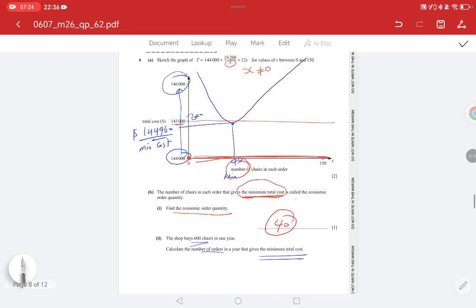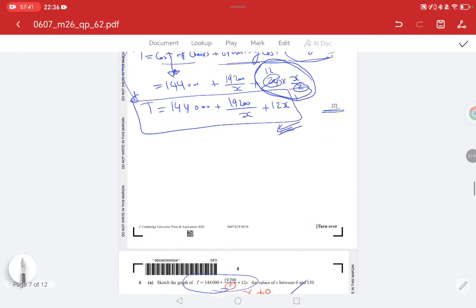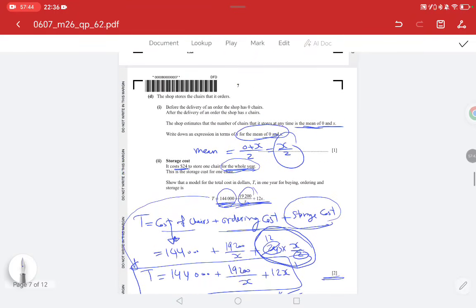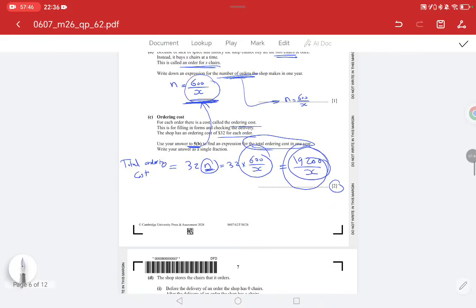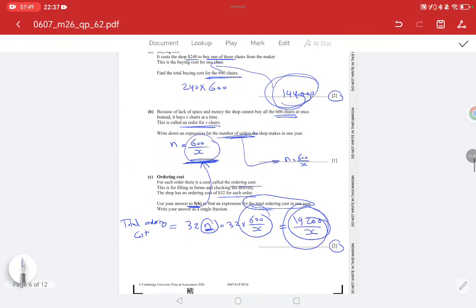We have this T, right? The shop buys 600 chairs in 1 year. Calculate the number of orders. Let's go back, just to double check. Number of orders, which one was it? Yeah, this one: the number of orders the shop makes in a year. Usually, if you don't know any information, go back to see. You don't have to memorize anything.